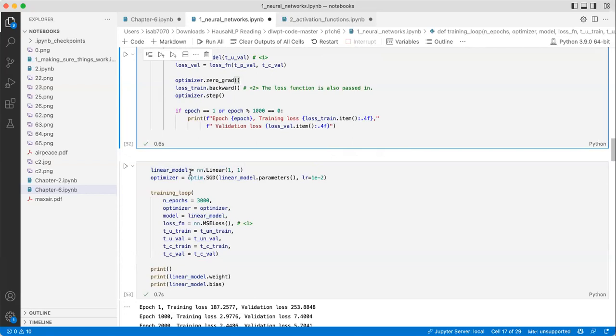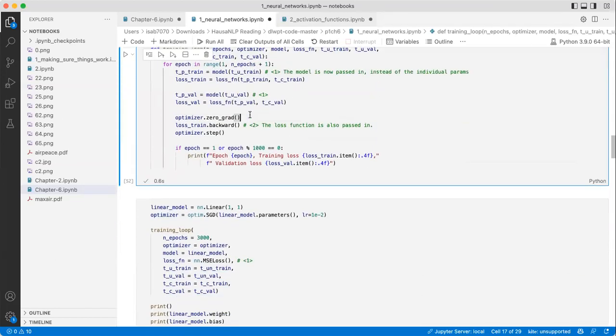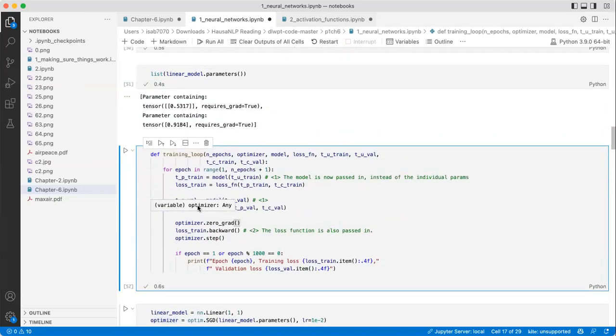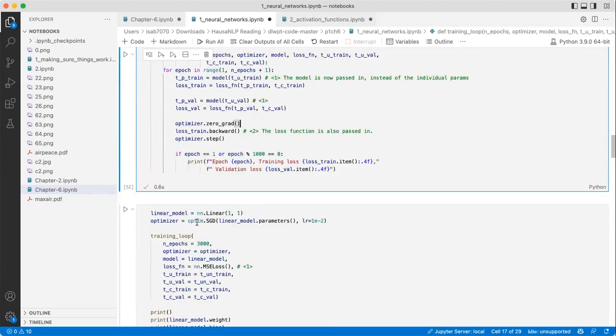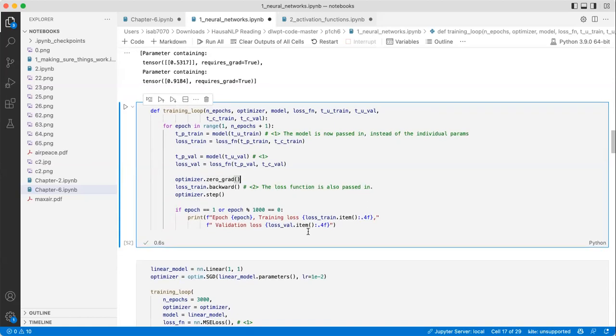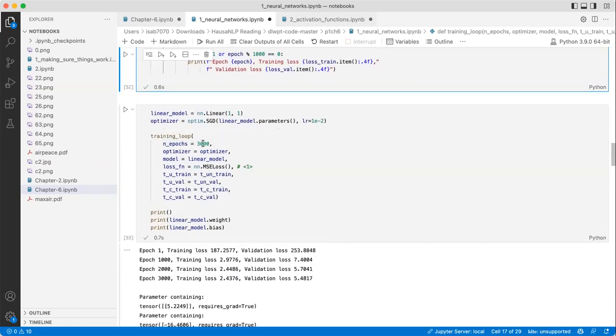Here we are defining our linear model, called linear percentage values. This is our optimizer, and we use SGD. We just pass our linear model's parameters to the optimizer and define our learning rate. The other parameters that we need are all defined here: number of epochs, 3,000, the optimizer, the model, and the loss function, which is mean squared error loss.